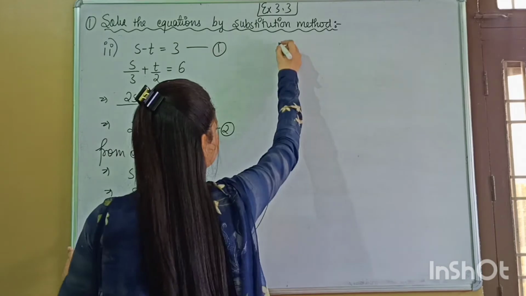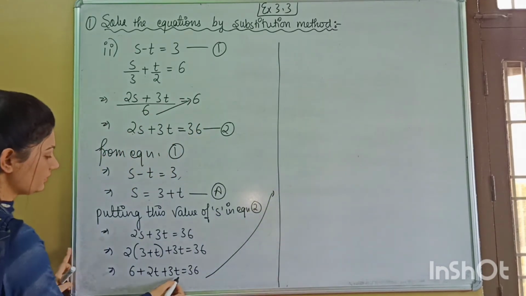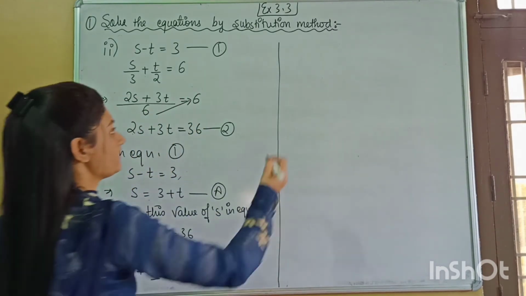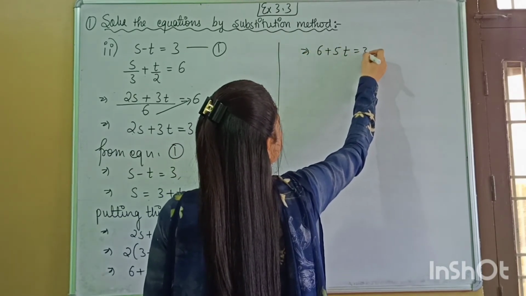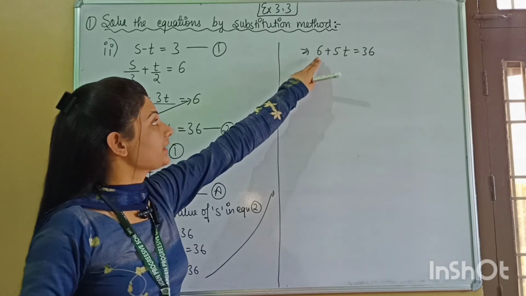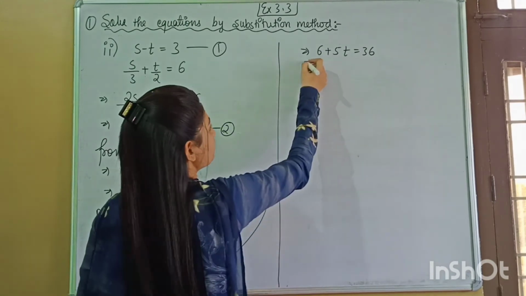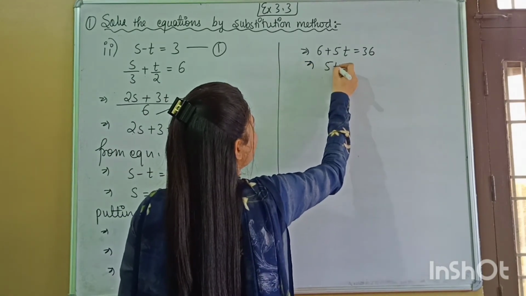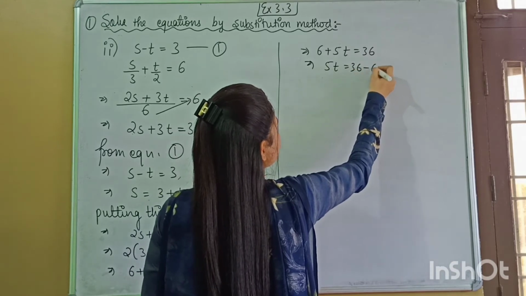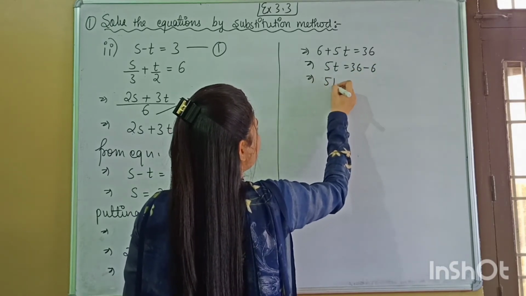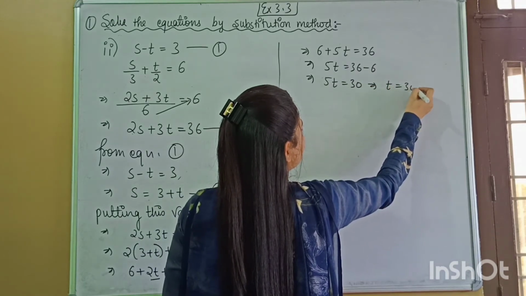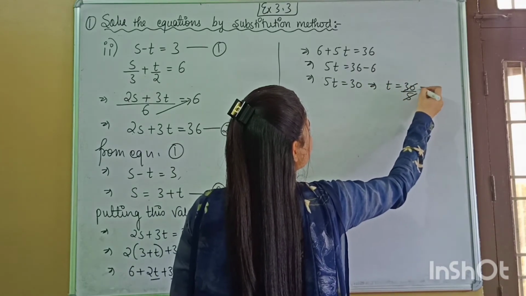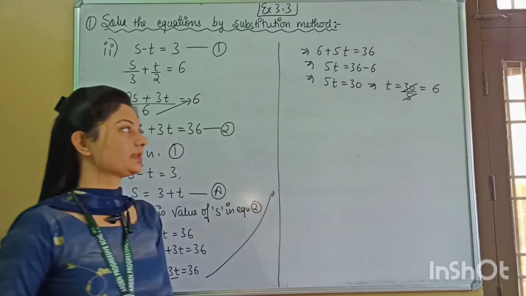Now this 3t plus 2t will give us 5t. So we get 6 plus 5t is equal to 36. Now we will take this 6 to the RHS. So this plus 6 will become minus 6, that is 36 minus 6. We get 5t is equal to 30. Now t is equal to 30 by 5. So dividing this, the value of t we got is 6.